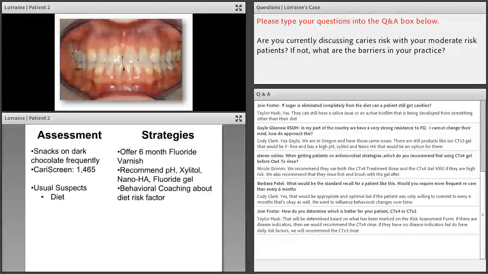And if not, what are the barriers in your practice? Is it a time issue? Is it a confidence issue? Do you see the value that it brings to patients? Talk to us about what some of those barriers are.